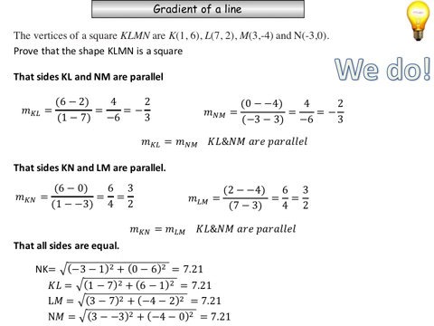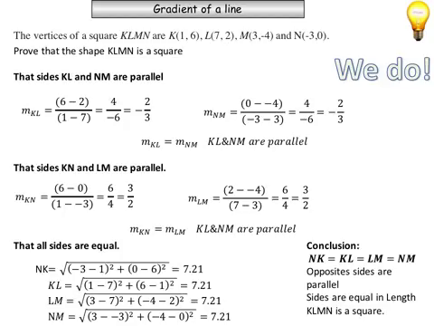Okay, and this is what you should have got to show that all the sides are equal. Now we've already done this a number of times, so I'm not going to explain how we did that, but that's the working out that you should have got. We can see that all the values are 7.21, so they're all equal, and that's what's required for a square. So now for our final statement, our conclusion is that NK equals KL, which equals LM, which equals NM, so that just says that all the sides are equal. And we're saying the opposite sides are parallel and the sides are equal, therefore KLMN is a square.